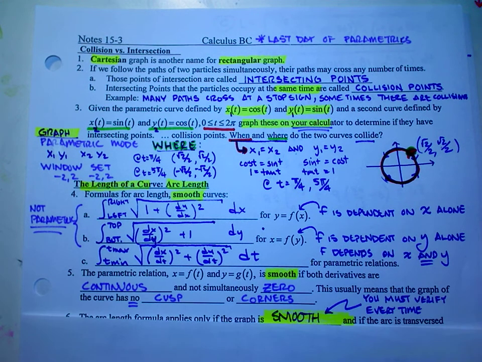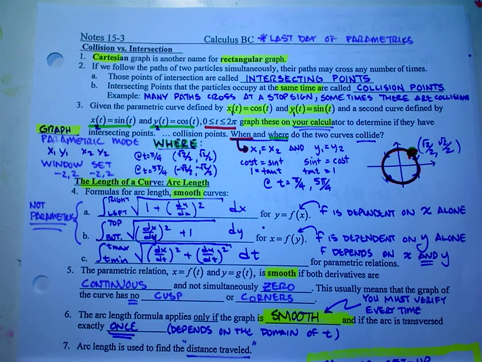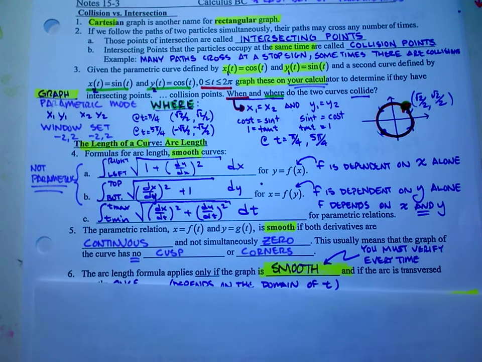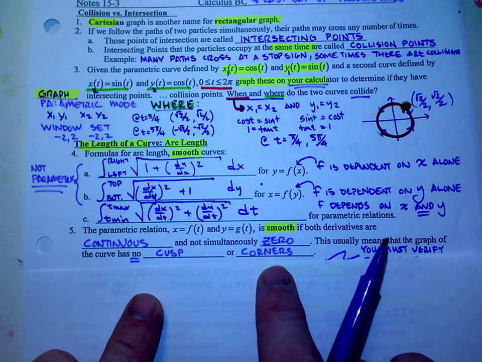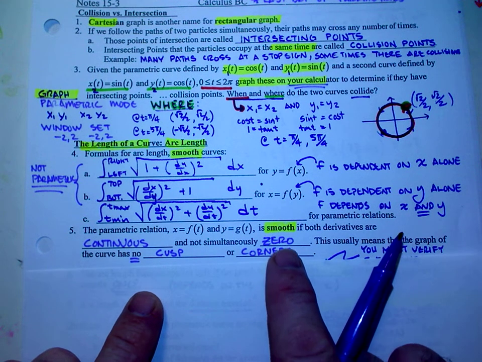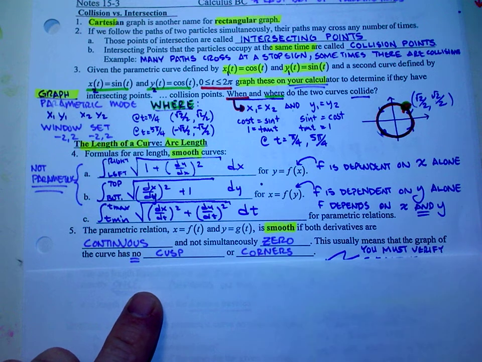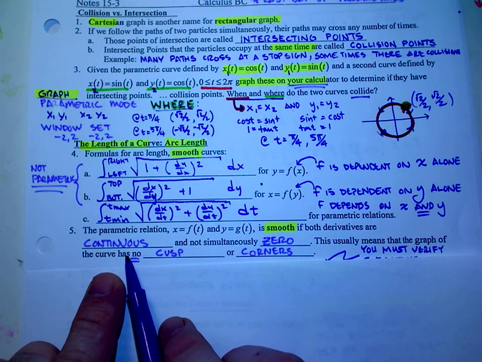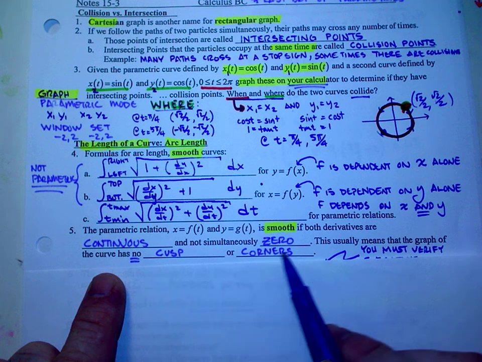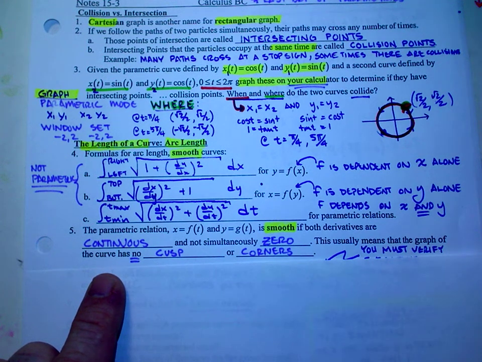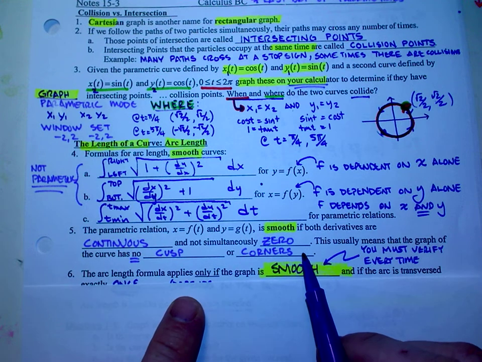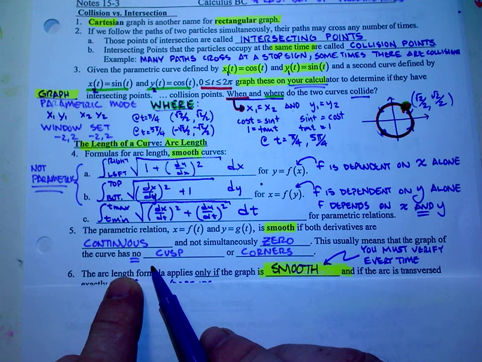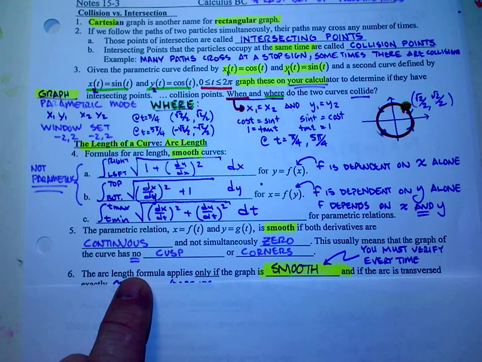I'm sorry, a couple more points I want to point out to you as we go through these. The first one being that in order for us to do these calculations, we must have a smooth curve, and both derivatives must be continuous and not simultaneously zero. Because that would mean typically that we don't have any cusps or any corners in there. Any of those will occur.